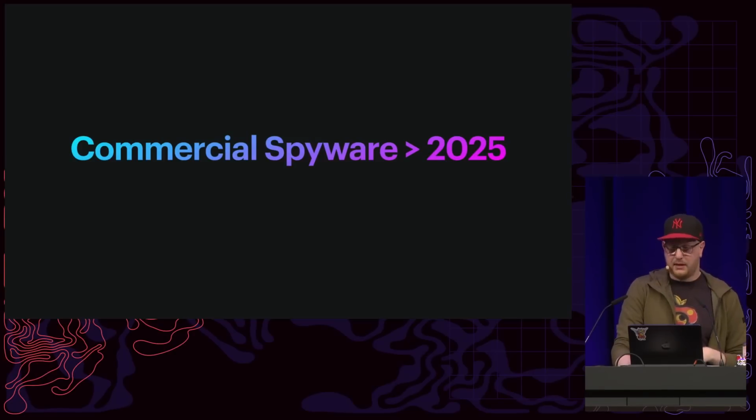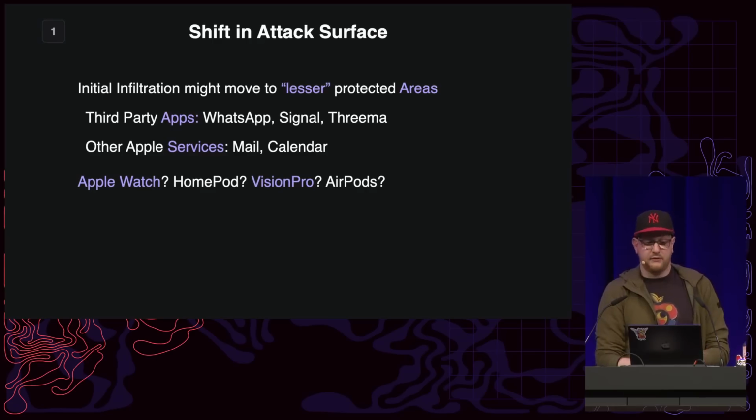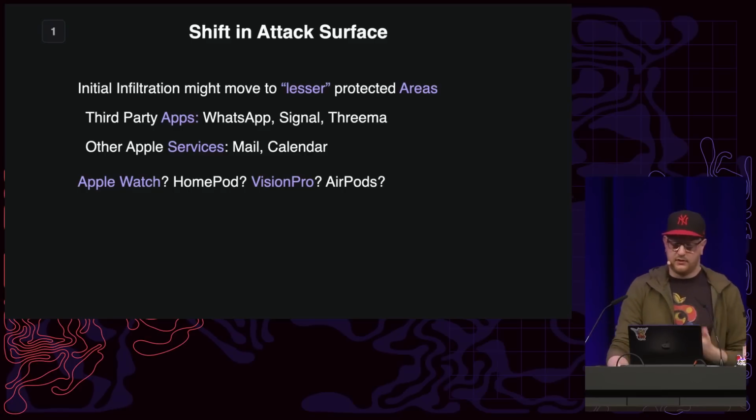Let's chat briefly about how commercial spyware might change in the future. What I suspect is that they might move their initial infiltration to lesser protected areas, like third-party applications, WhatsApp, Signal, Threema, other Apple services, mail, calendar, or something that we have seen in the past. And something that I don't think anyone ever actually looks at is what happens with an Apple Watch, a HomePod, a Vision Pro, AirPods, whatever other Apple devices you can look at. I don't know how to do forensics on some of those, and I don't think anyone is actually looking.